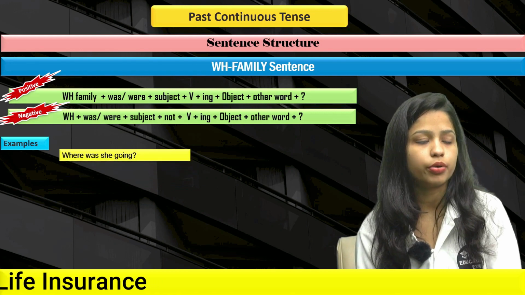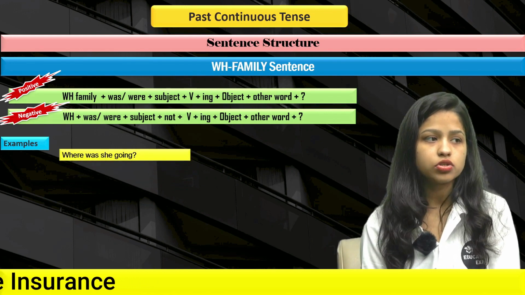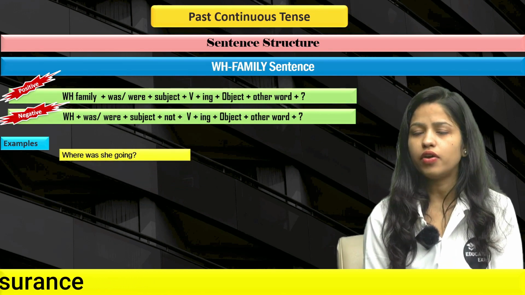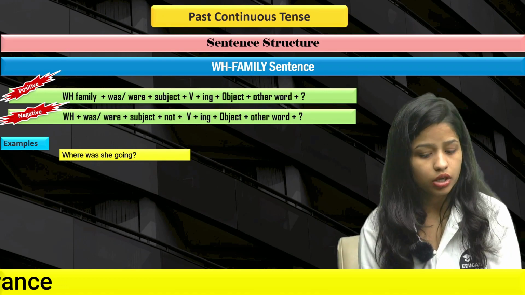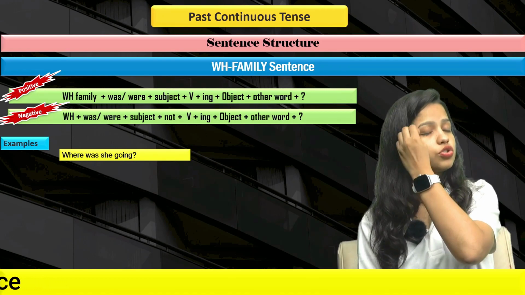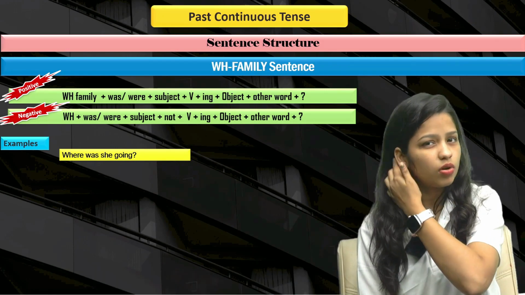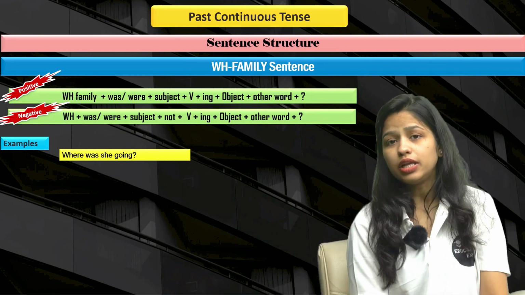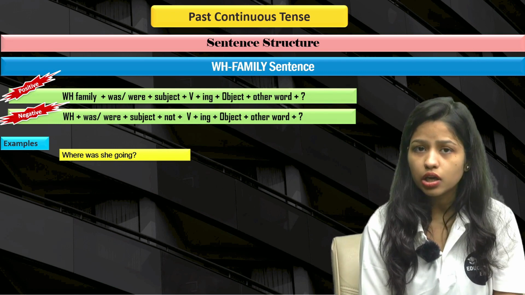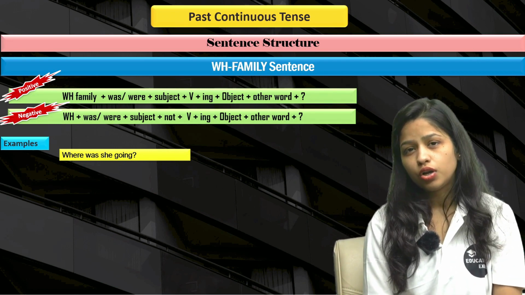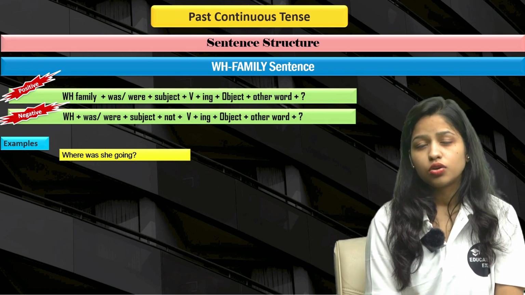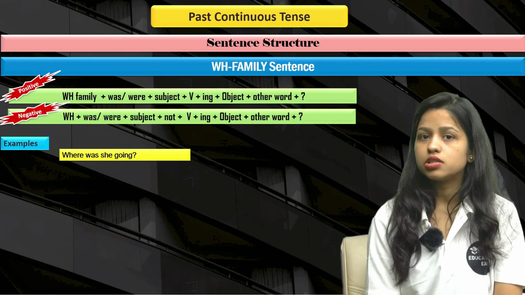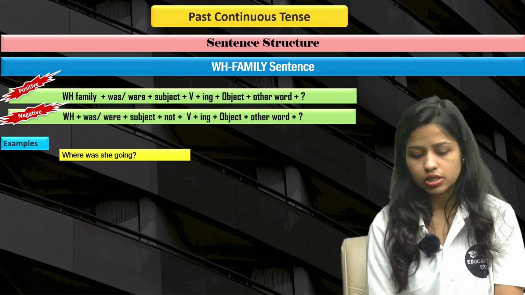Let's directly jump into the examples. First up we have, where was she going? Where was she going? Now just look at this example closely and you will get to know that you can answer this only in detail. She was going to the mall, she was going to a party, or whatever. You cannot answer this yes or no, obviously not, right?